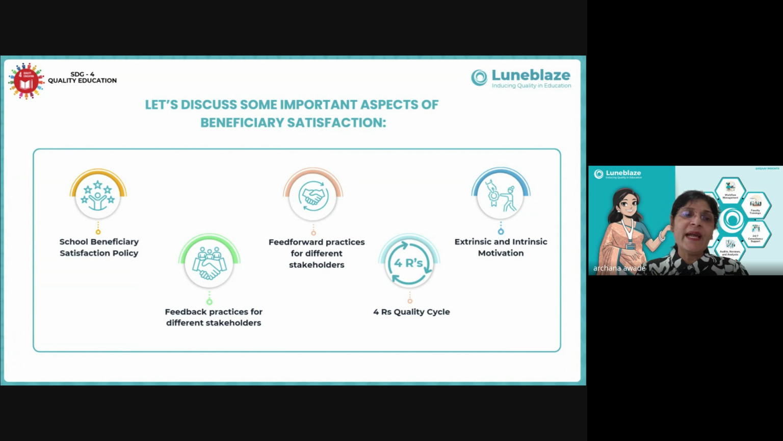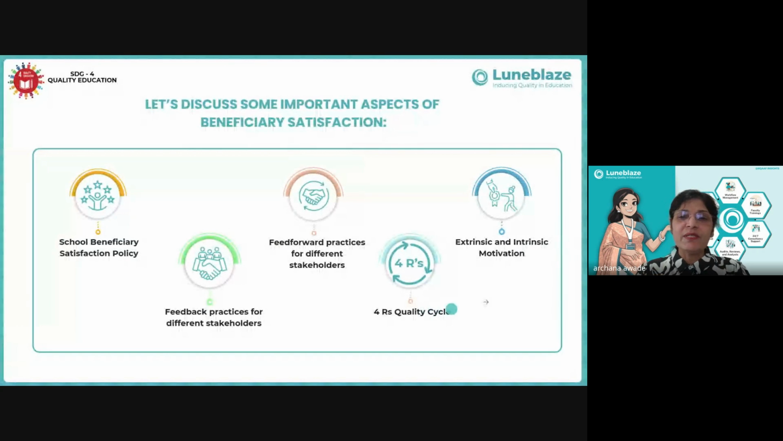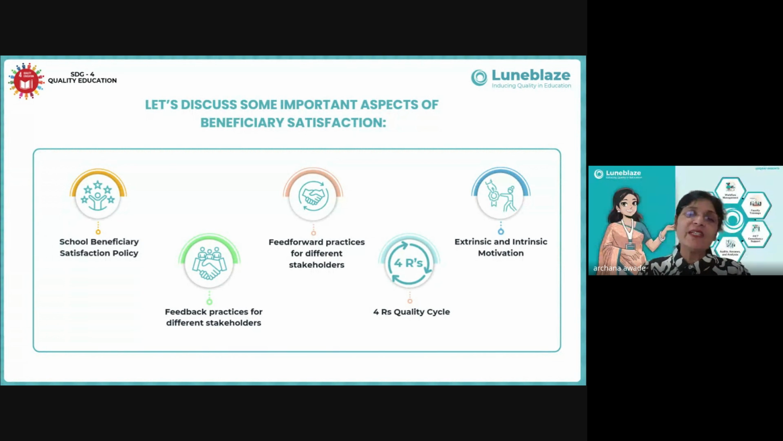This document has to ensure that your beneficiary satisfaction is in place. It means that in the beginning itself you have a policy for beneficiary satisfaction, which includes the actions you are taking to include all the stakeholders. Second, there have to be feedback practices for different stakeholders, meaning collecting inputs from your students, parents, staff, and community in a systematic way. It has to be included in your school documents. Third is feed forward practices for different stakeholders. Feed forward means what?